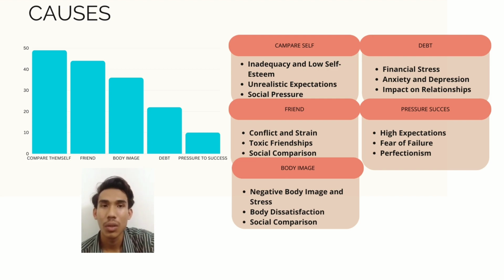And next, we're going to talk about friends. Friends have three causes, which are conflict and stress, toxic relationship, and social comparison.